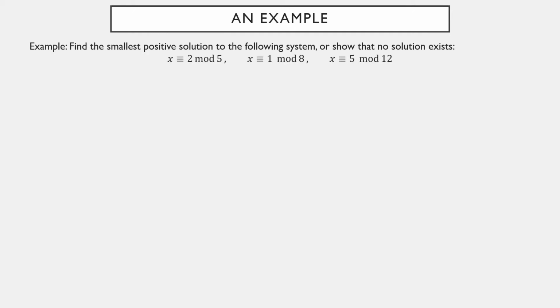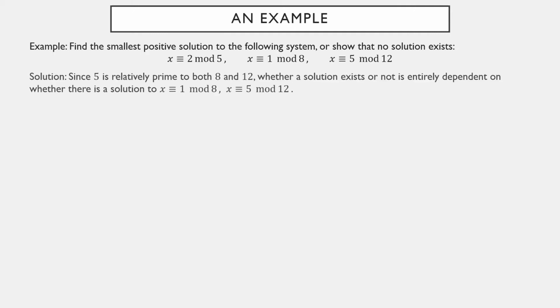We have three equivalences. We want to find an x that is equivalent to 2 mod 5, 1 mod 8, and 5 mod 12. Now our three bases are not relatively prime to one another, but 5 is relatively prime to 8 and is relatively prime to 12. Therefore, whether a solution exists or doesn't entirely depends on whether I can find something that solves these two simultaneously. If a solution here exists, there is one solution modulo the LCM of 8 and 12.